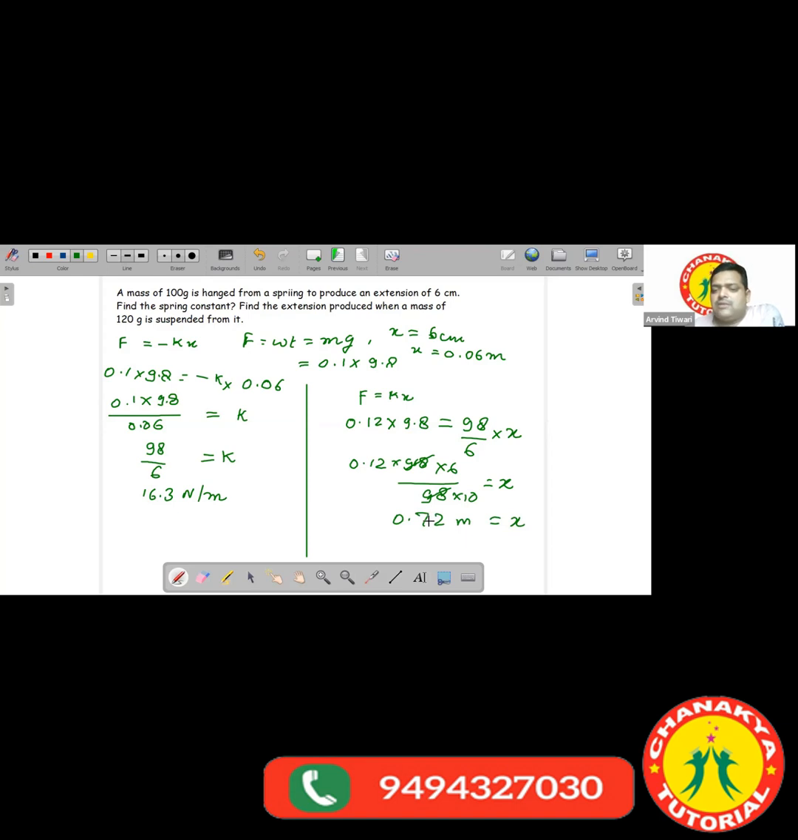So that's 7.2 centimeter. It's 0.072. That 7.2 centimeter is the extension produced. So this was about Hooke's law. We can find out the extension and the spring constant due to which the extension is produced.